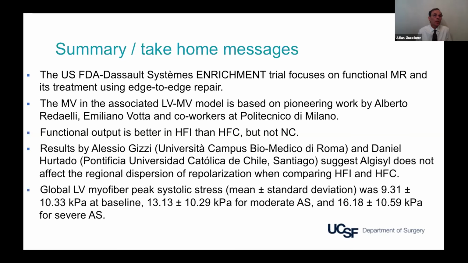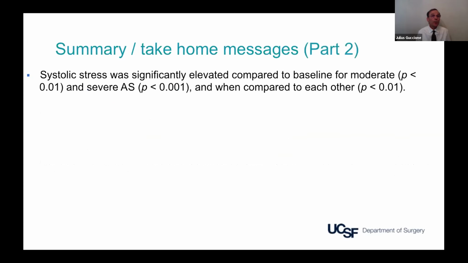For aortic stenosis, peak systolic stress averaged 9.31 kilopascal for baseline, 13.13 kilopascal for moderate aortic stenosis, and 16.18 for severe aortic stenosis. Peak stress was significantly elevated compared to baseline for moderate and severe aortic stenosis. The p-value was smaller for severe, and it was also significant when stresses for moderate aortic stenosis were compared to severe aortic stenosis.